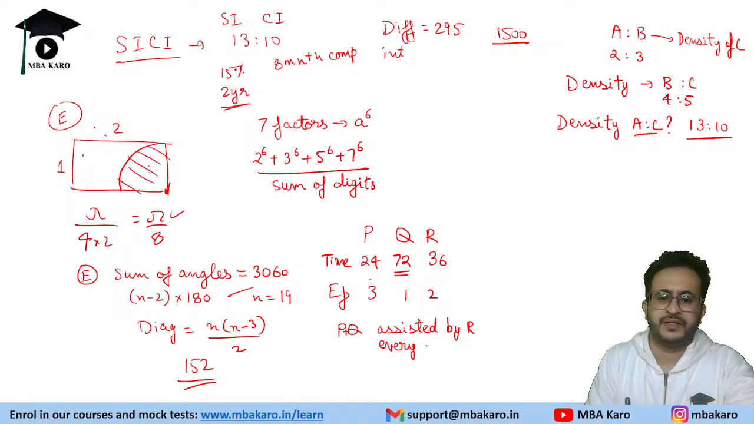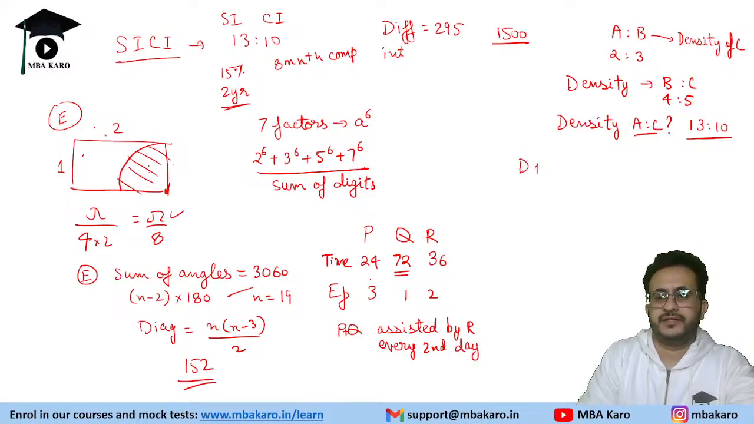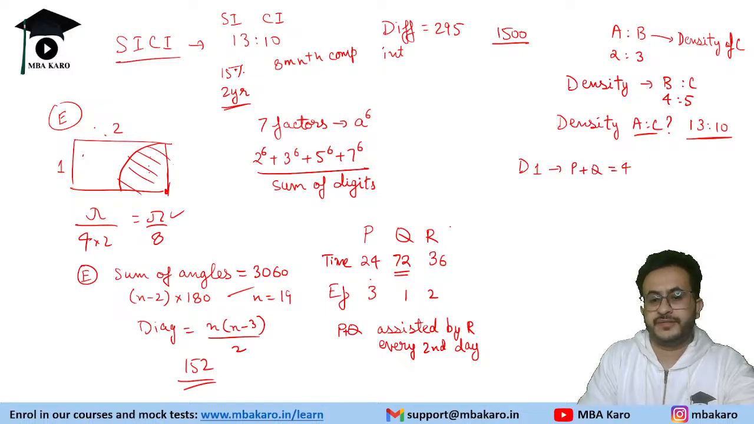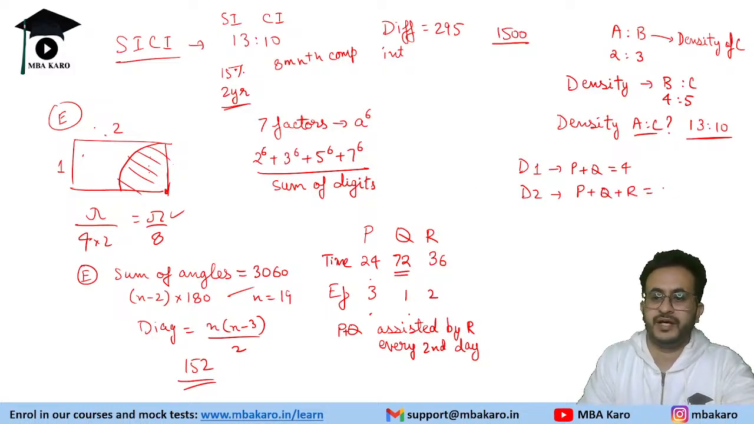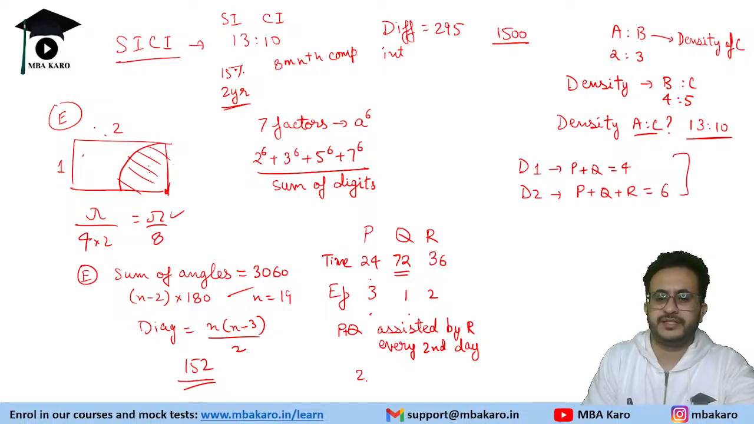Every second day, right? What that means is on day one, P and Q will work, so they will do 4 units. Day two, P and Q and R will work. So it was not just P and Q, it was P and Q combined with R, so 6 units. Now, every second day means second day, fourth day, sixth day, and so on.